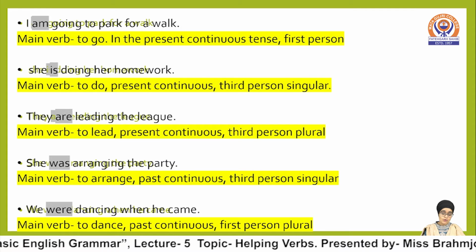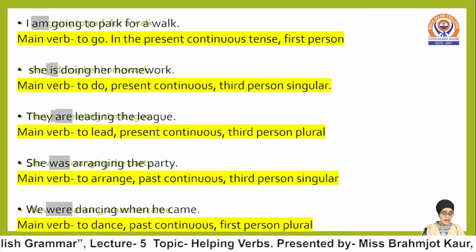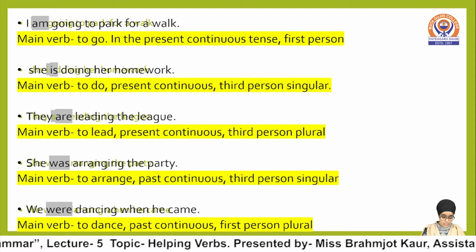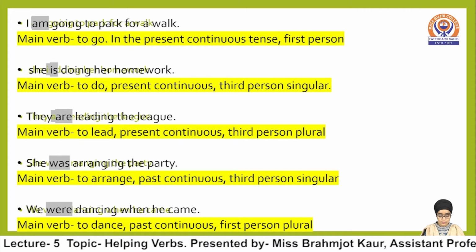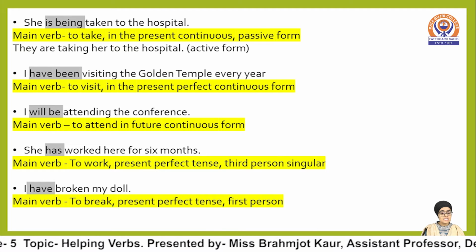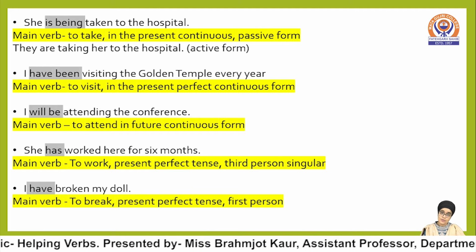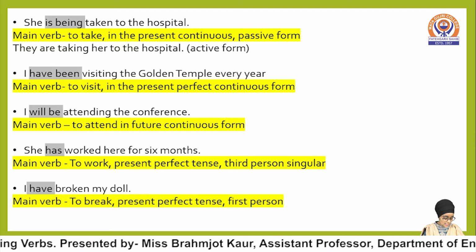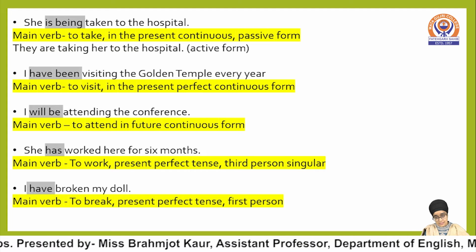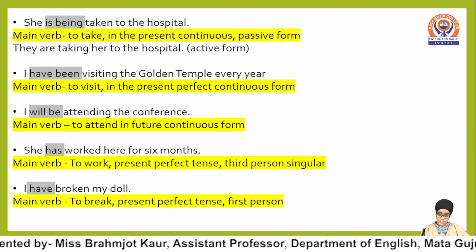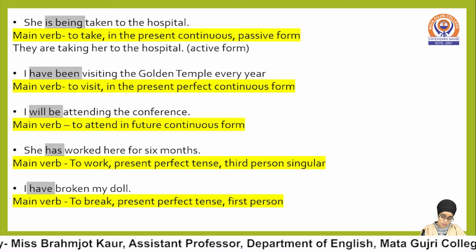So I'm talking about first person plural. I'm talking about the main verb to dance. So the helping verb here will be were. Likewise, she is being taken to the hospital. Now here I'm talking about the voice. They are taking her to the hospital. The doer of the action is more important. So it's the active voice.